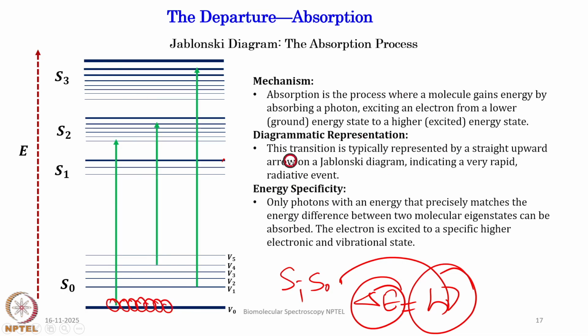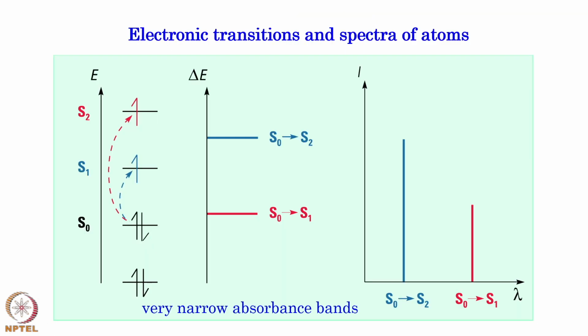Only a photon with an energy that precisely matches. So, you have to see that the photon energy carried by h nu should exactly match the energy gap that we have between S0 and S1, or S0 and S2, or S0 and S3, then only this transition happens. So, typically here, this is our electronic state, it can go to S1 or S2. When it goes to S1, the electrons are transitioning from S0 to S1. When it goes to S2, they are transitioning from S0 to S2.